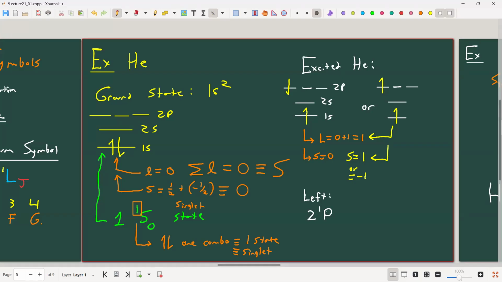Right, and what about J? Well, it's pretty easy here. J, S is 0, so we don't even have to worry about spin; it doesn't even contribute. There's no L in the 1s state, there's only L in the 2p, so the only thing that brings angular momentum to the system is the L of the 2p electron, so J is just 1. Right, so we have a singlet p state on the left.